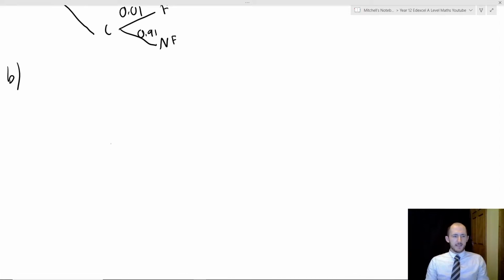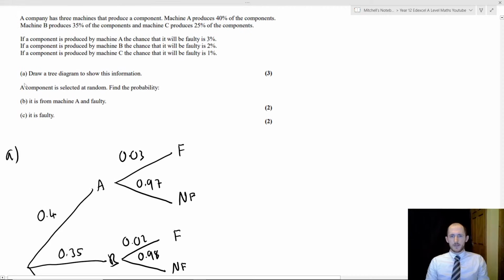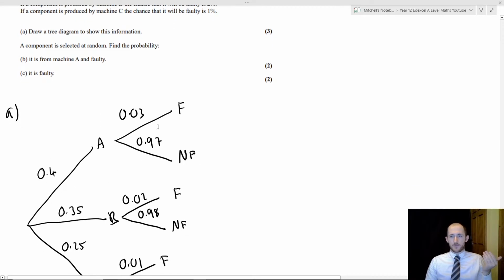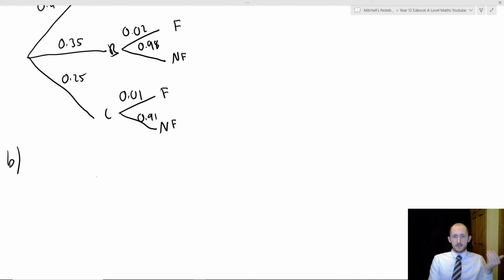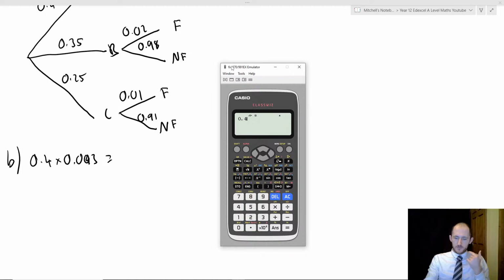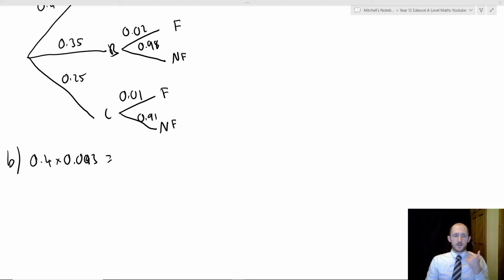So for part B, the component is selected at random. Find the probability it's from machine A and faulty. So this would be 0.4 times 0.03, which is going to be a very, very small number. So 0.4 multiplied by 0.03. 3 over 250. I'm going to leave it as a fraction. Actually, 0.12 works.